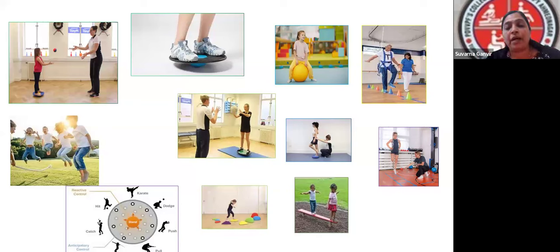Another way of improving the coordination is walking over the obstacles, which you can see on the top right-hand side. That is, the cones are kept, and the person is supposed to walk over those cones. So the obstacle walking would improve the coordination in this particular child. So there are different ways by which the coordination can be improved.